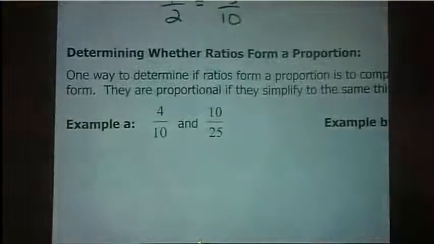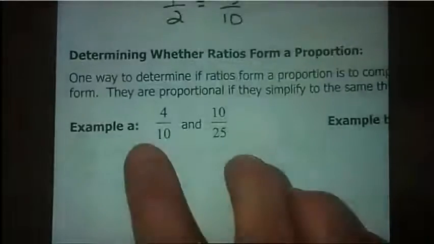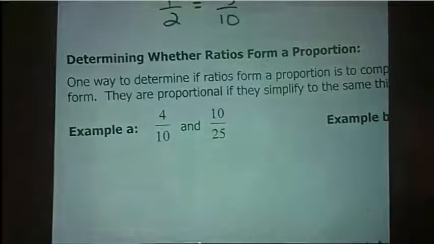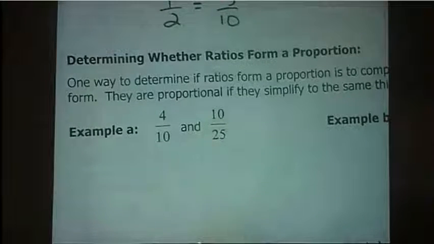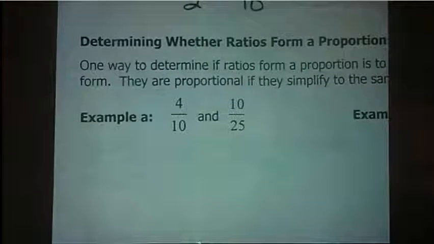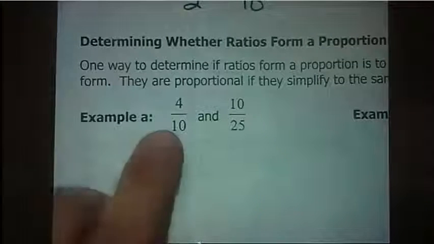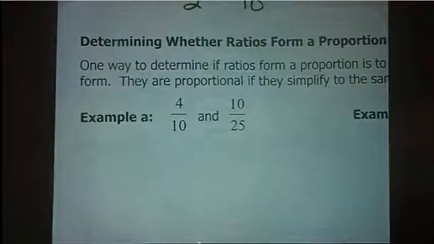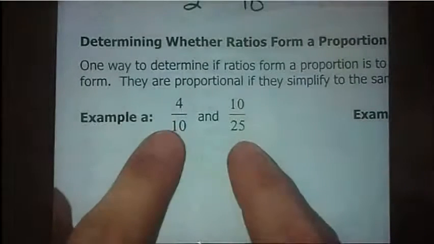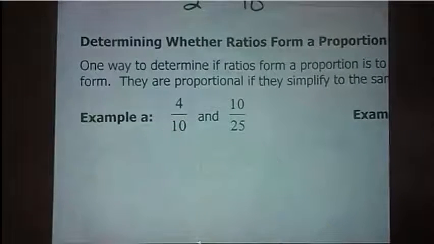All right. So I said your job was to determine whether or not ratios form a proportion, and there are two ways to do that. The first way just involves simplifying fractions. So right now we're going to look at example A, and it's our job to determine if 4/10 and 10/25 can have an equal sign between them, because they can only have an equal sign in between them if they have a proportional relationship, if they are in fact equivalent. So to determine if these are equivalent, all we have to do is simplify each of them and see if they simplify to the same thing.